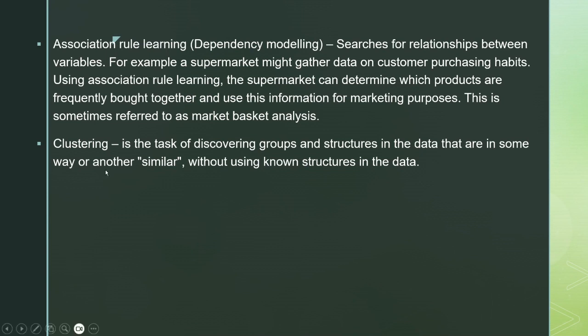The next one would be clustering. It is the task of discovering groups and structures in data that are in some way or other similar. So we are looking for related data. The third function would be clustering, which means we are searching for groups and structures in the data that are related or in some way similar.